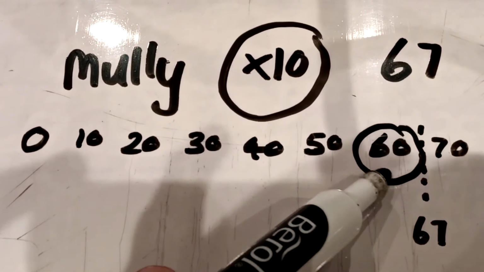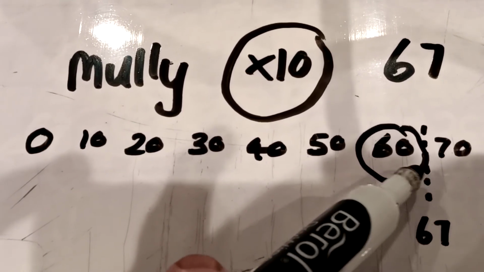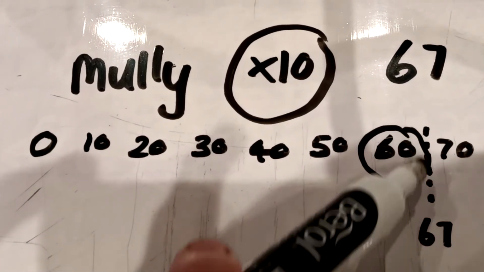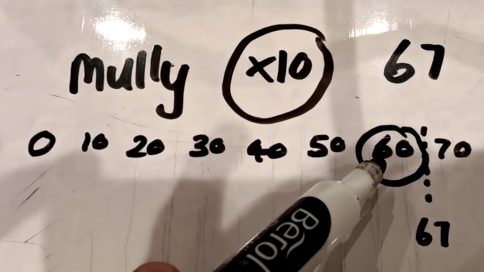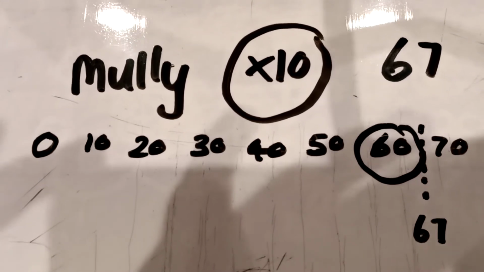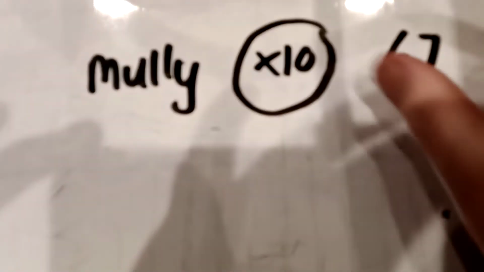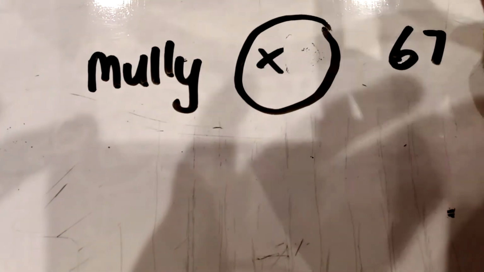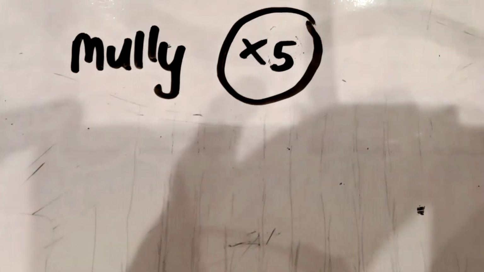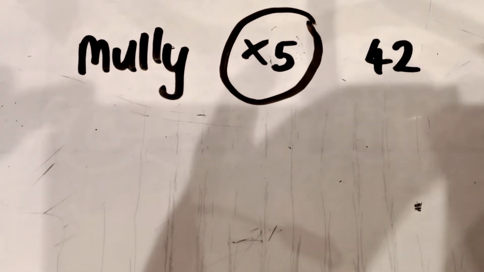Because if we go past that line, we get an electric shock. So we can't get to 70 because we've got the force field there. So it's 60. So Mully must be hiding behind 60. Okay. Right, this time we're going to make Mully hide behind, not a multiple of 10, but a multiple of 5. So the question is, Mully is hiding behind a multiple of 5 without going past 42.